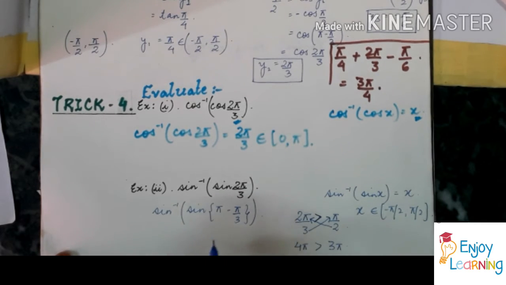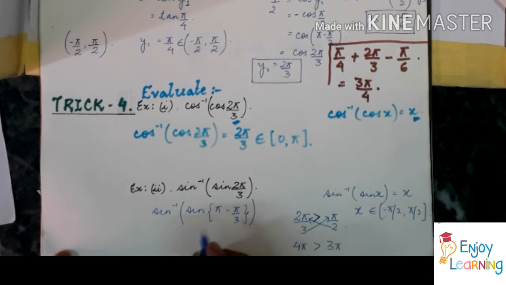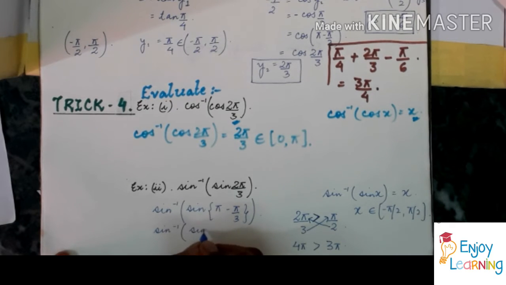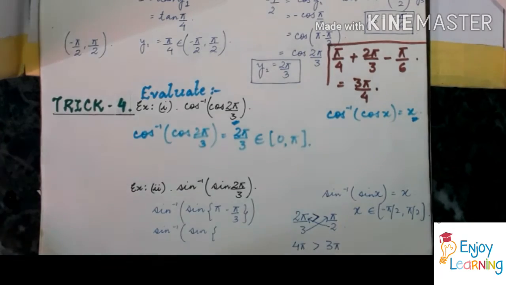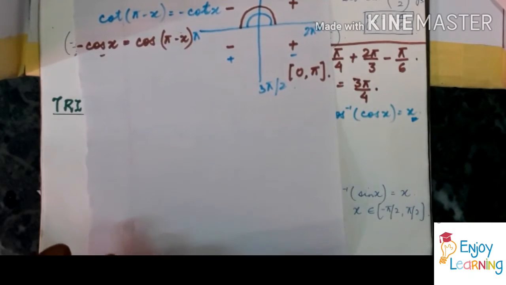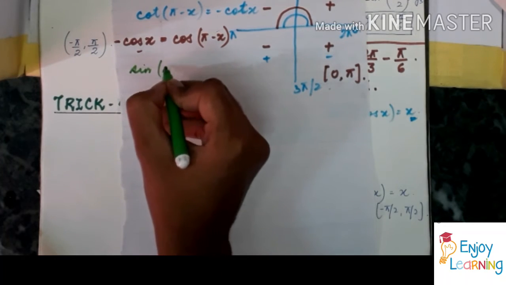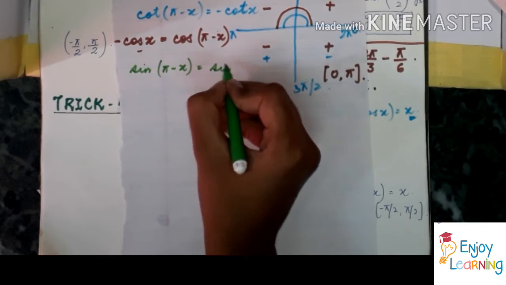Now this you have to remember. This you will achieve by practicing only. In place of 2 pi by 3, you can write pi minus pi by 3. So now sine pi minus pi by 3. This is also a property, that sine pi minus x is equal to sine x.